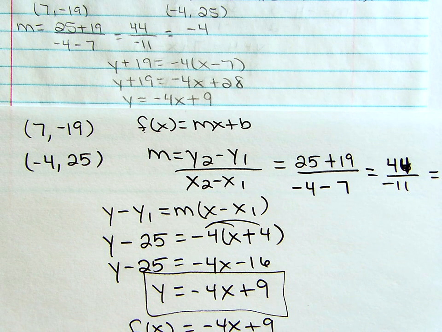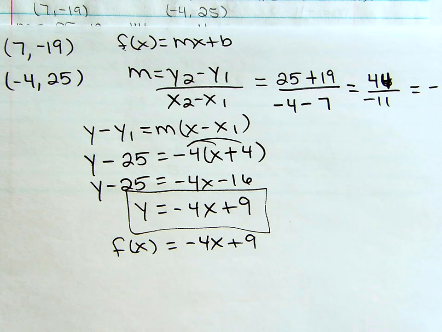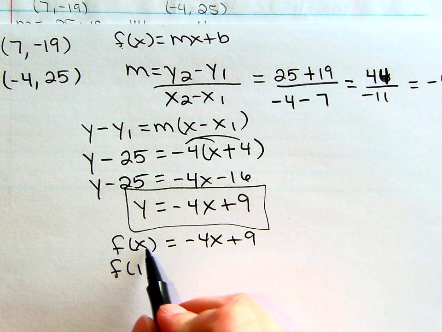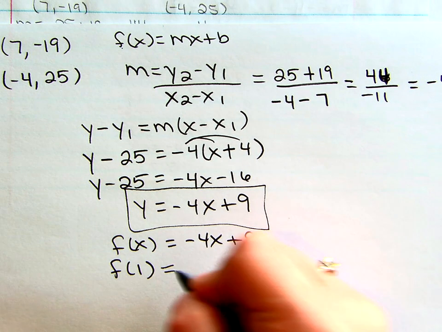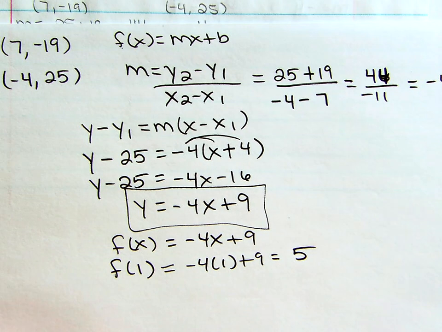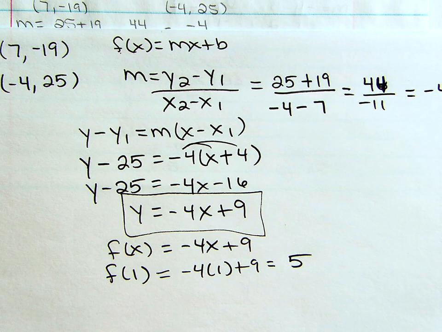So we're not totally done yet, because we have to find f of 1. F of 1 means anywhere there's an x, we're going to put a 1. So f of 1 is 5, because negative 4 plus 9 is 5.